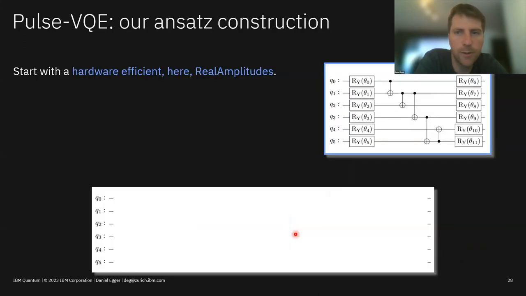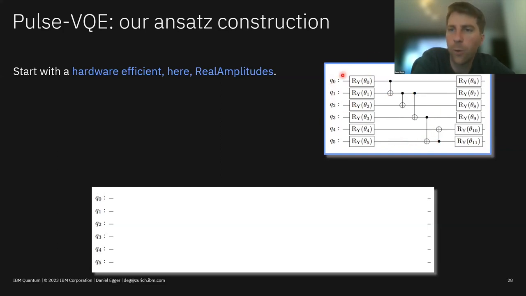at the pulse level. So what I want to do now is to show you how we constructed the Ansätze in our paper. So we start off with a hardware efficient real amplitude Ansatz. This is shown here, right? So we have RY rotations with parameters, and then we have CX gates, which correspond to the coupling map of the hardware, right?